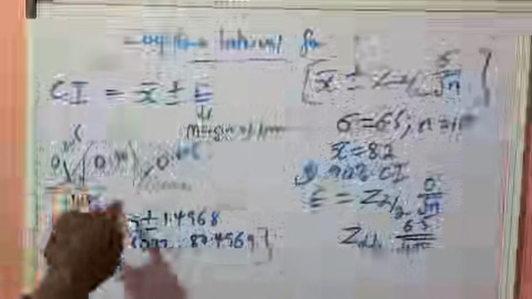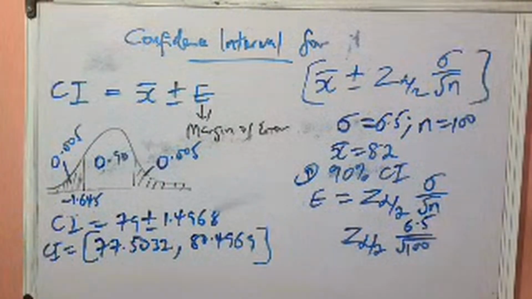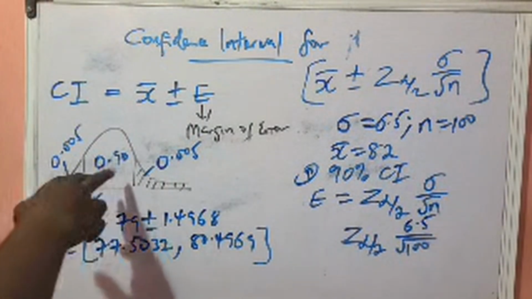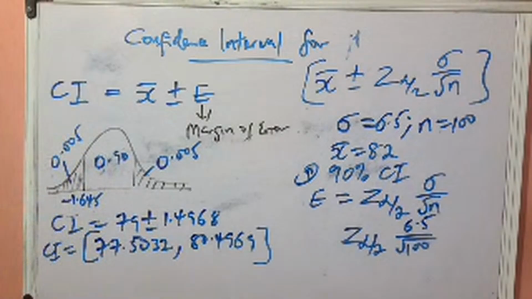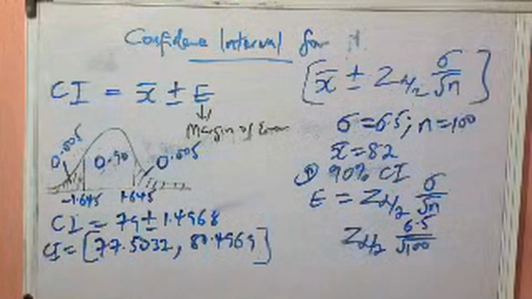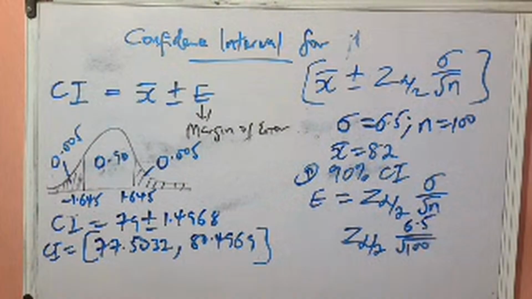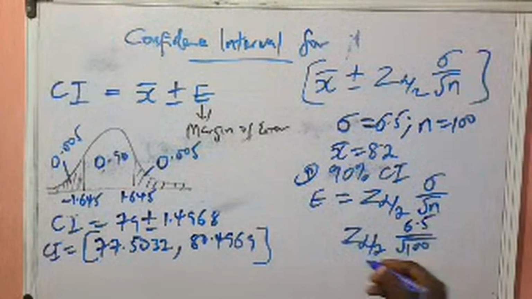Now, due to symmetry, if you want to find it manually, you can still use your positive table, but in that case, you'll be looking for 0.95 on your positive Z table. In this case, you'll get 1.645. So obviously, your critical value in this case is 1.645.